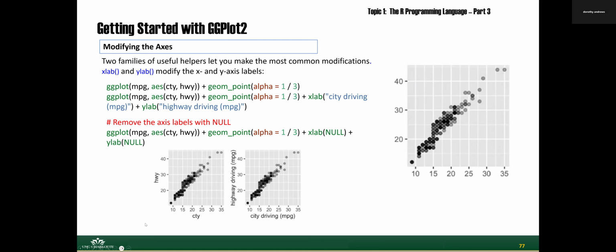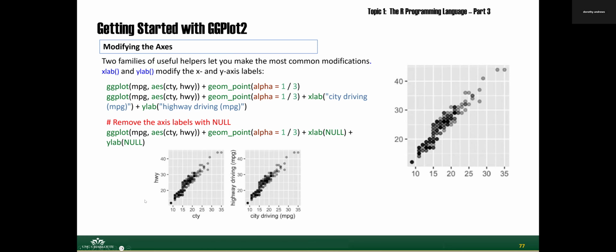So we can modify our axes in graphs, and that's really not so impressive, but we can change what numbers are included on the graph. We can change the colors of the points, and that's what this alpha function does. It's like the transparency function. It says, I want my dots to be 1/3 transparent.